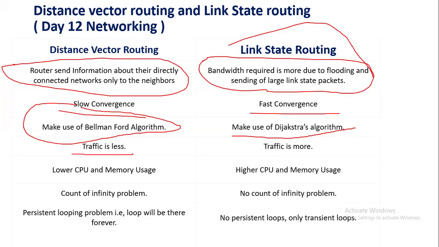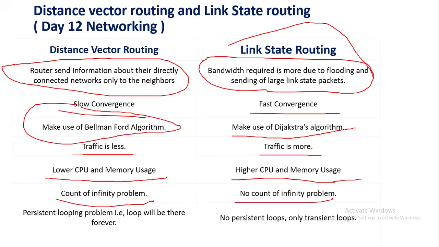The traffic is less in distance vector, and as compared to distance vector, link state routing generates more traffic because they are using the shortest path first algorithm. Distance vector has lower CPU and memory usage, and link state routing has higher CPU and memory usage, because when routing information changes, they send the overall topology. And here the count to infinity problem will occur.